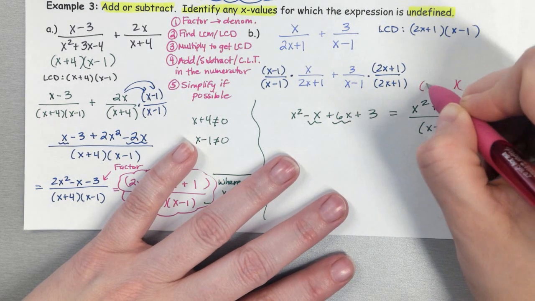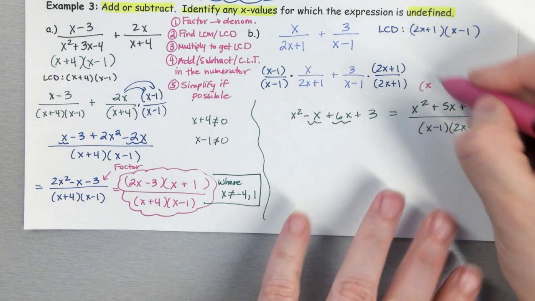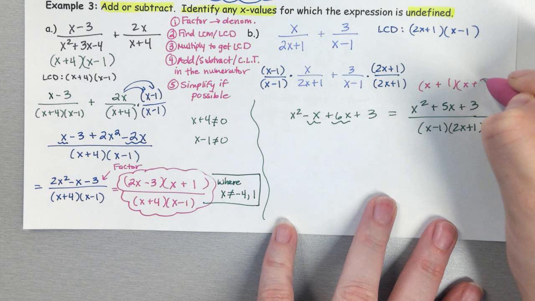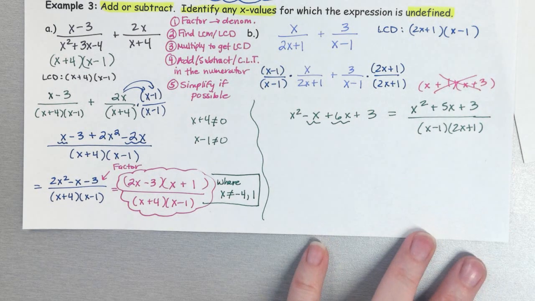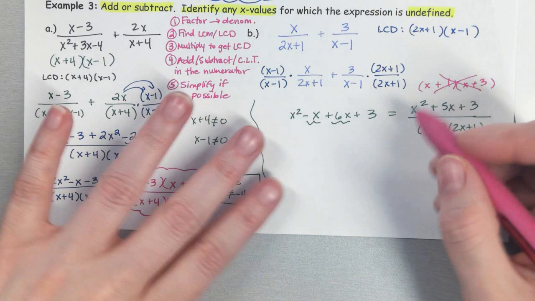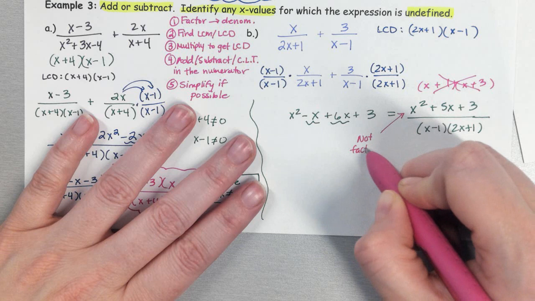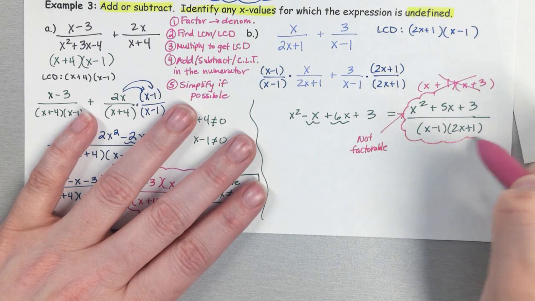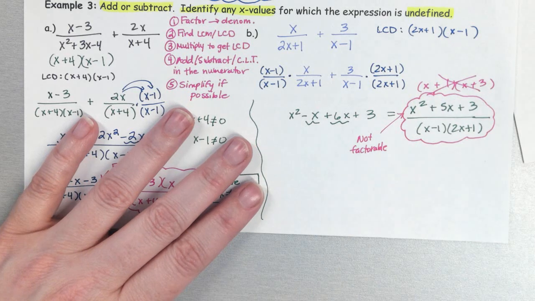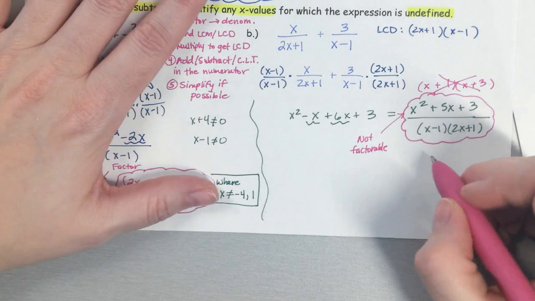So if I try to factor, I have x and x. The only thing that multiplies to 3 is 1 and 3, right? So is that going to make 5 in the middle? No, that would make what? 4. So this is not factorable. So if it's not factorable, this would be your final answer. You have to leave it as your trinomial, okay? And then you still have to figure out what x cannot be.